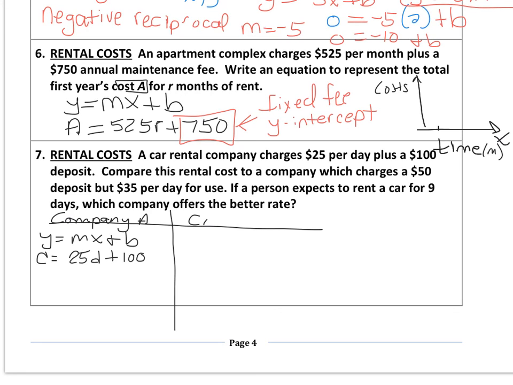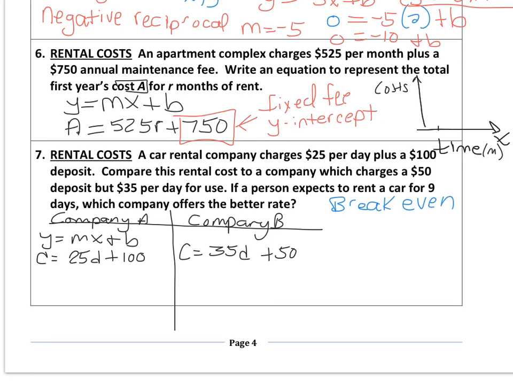Now let's look at Company B. Company B, cost-wise, has a $50 deposit, so a smaller deposit up front, which is always a good thing, but they charge more per day. Oops, I don't want 25. I want 35 per each day. So here are two equations that compare the two companies, and we're asked to figure out which one is better for 9 days. Well, let's first look at something called break-even.